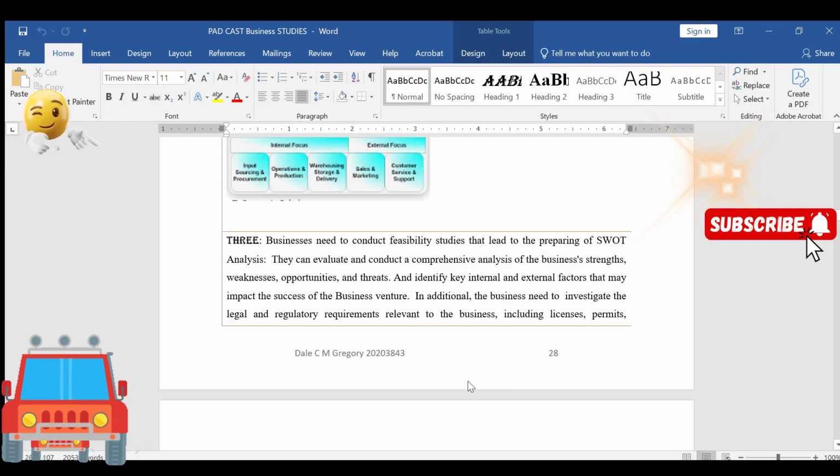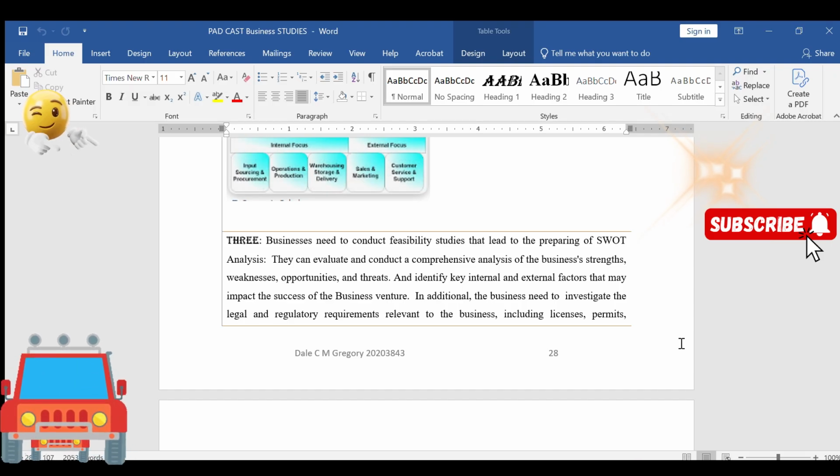Businesses need to conduct feasibility studies that lead to the preparation of a SWOT. They can evaluate and conduct a comprehensive analysis of the business strengths, weaknesses, opportunities, and threats, SWOT, and identify key internal and external factors that may impact the success of business ventures.